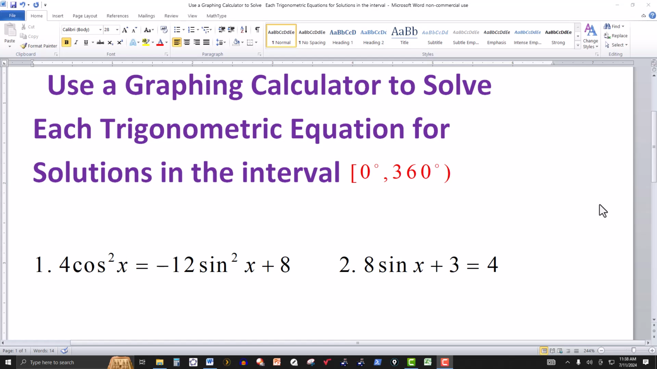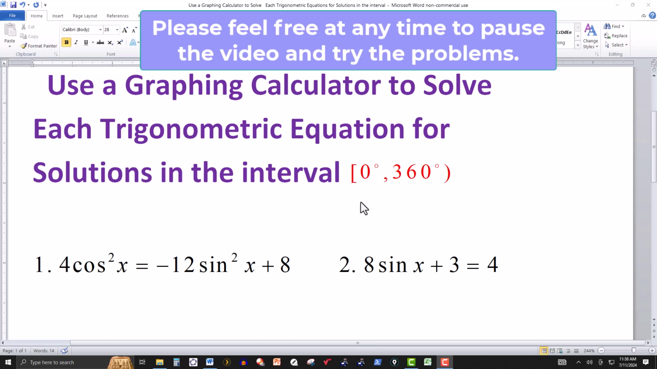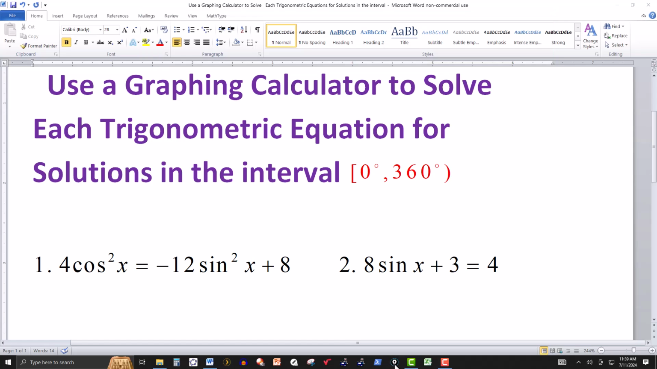In this video we have two trigonometric equations to solve, and we want solutions in an interval from 0 to 360. The bracket on the left means 0 is included. Parentheses on the right means that 360 degrees is not included, so it has to be strictly less than 360. Now we've done some in the past where we used trig identities, did some factoring, basic algebra, quadratic formula. In this one here we're going to use the graphing calculator.